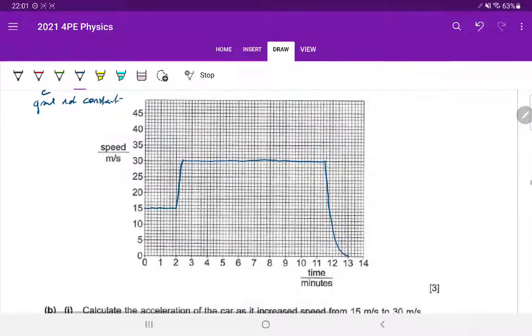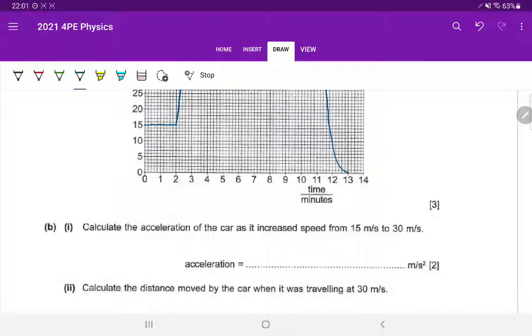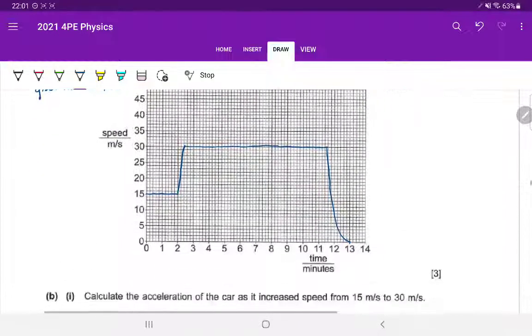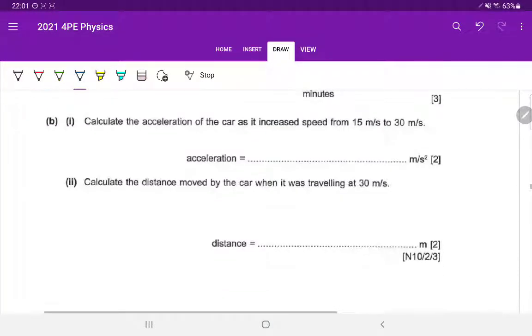Okay, so that's plotting a graph. Fairly straightforward, right? Calculate the acceleration. Okay, so the key thing here is just know where your starting and end point is, know whether you're going straight or you're going to curve, and then do it. Okay, and make sure you use a ruler for your straight lines, unlike what I did here.